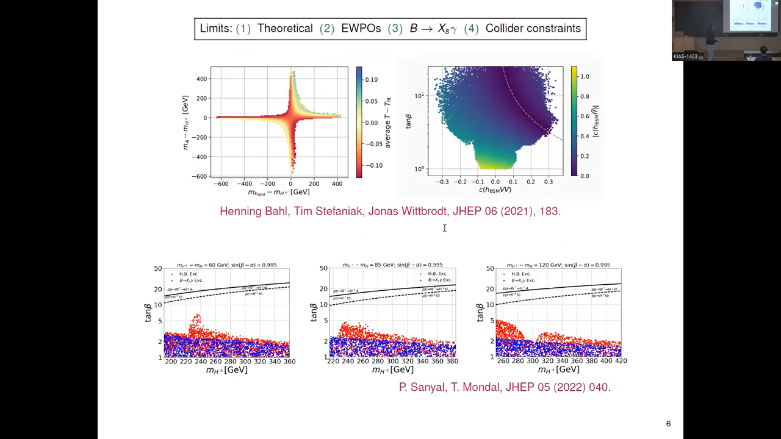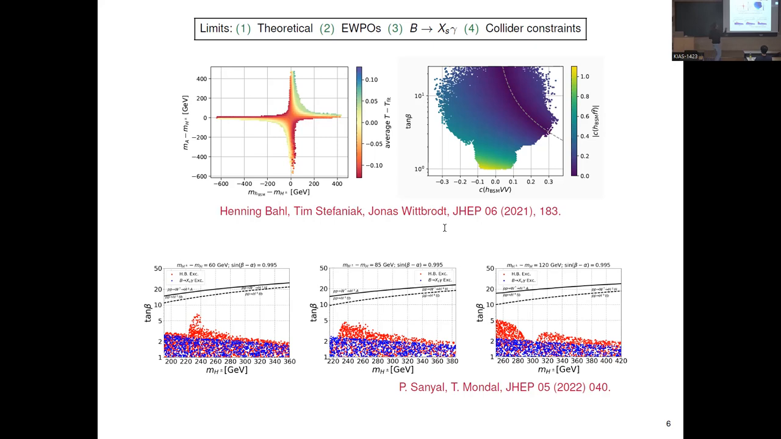So let's see the current limits on the type 1 two-Higgs-doublet model. The limits are the theoretical constraints, like vacuum stability, which requires the scalar potential to be bounded from below, the constraints from electroweak precision observables, the flavor physics constraints, primarily the B to S gamma constraint, and the collider physics constraints, like the direct searches for Higgs bosons and Higgs signal measurements. So these are the primary constraints on the model parameters.